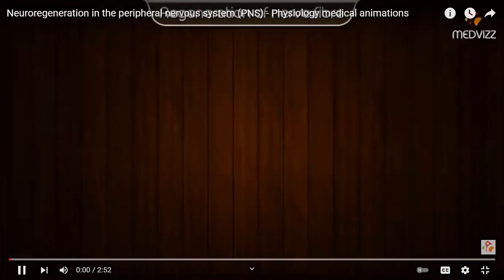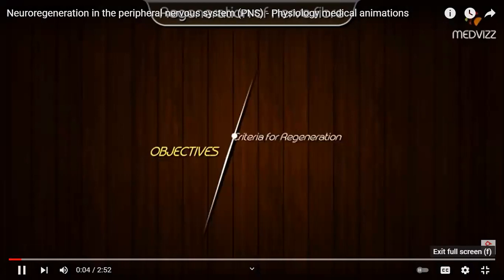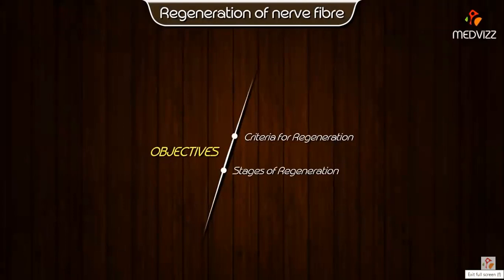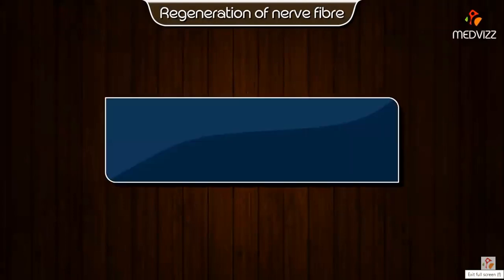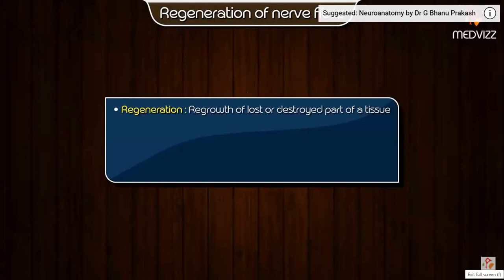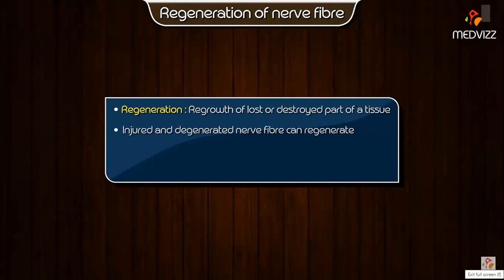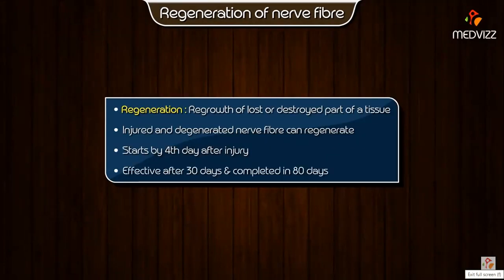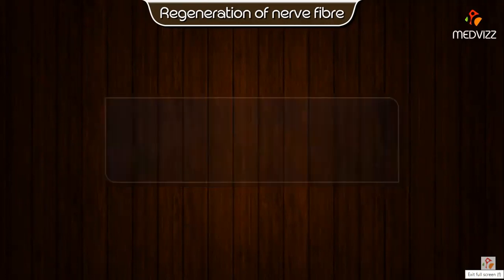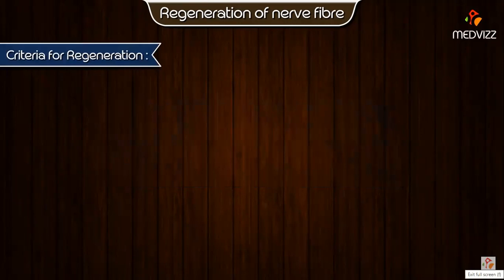Regeneration of nerve fiber. In this topic, we're going to be dealing with the criteria for regeneration and the stages of regeneration. The term regeneration refers to regrowth of lost or destroyed part of a tissue. An injured and degenerated nerve fiber can regenerate. It starts as early as the 4th day after injury, but becomes more effective only after 30 days and is completed in about 80 days.